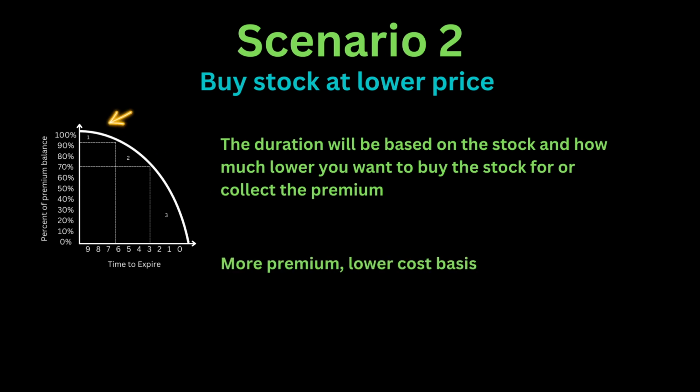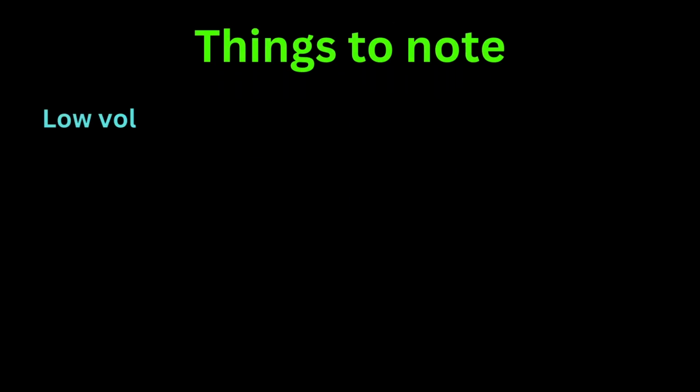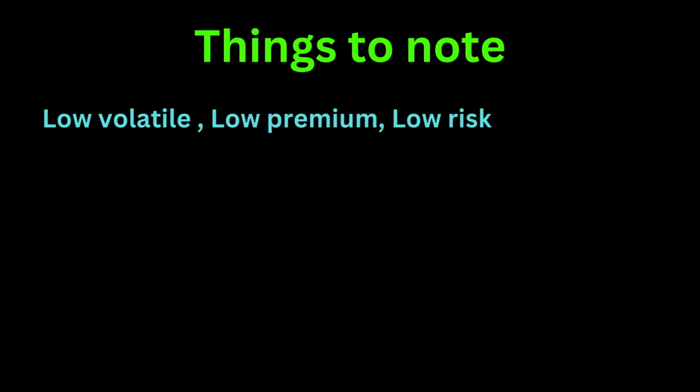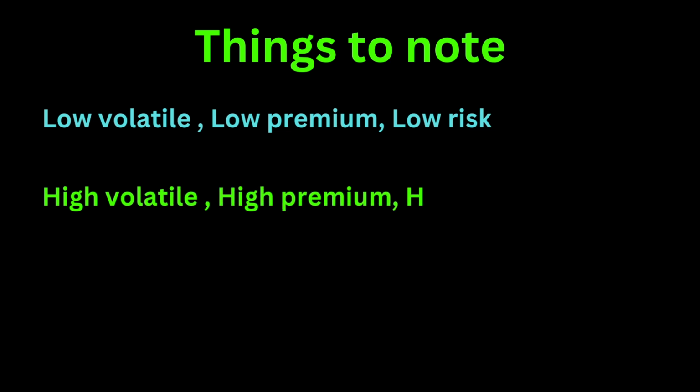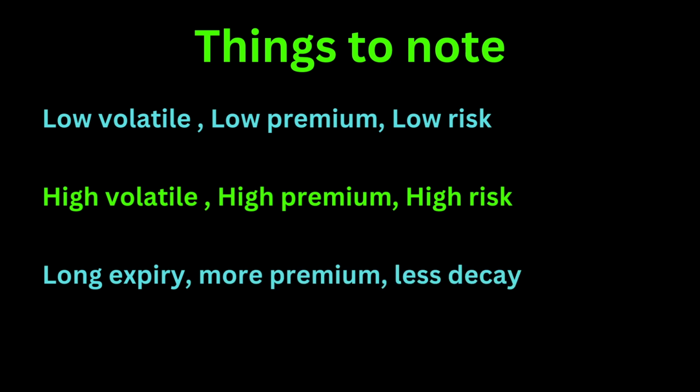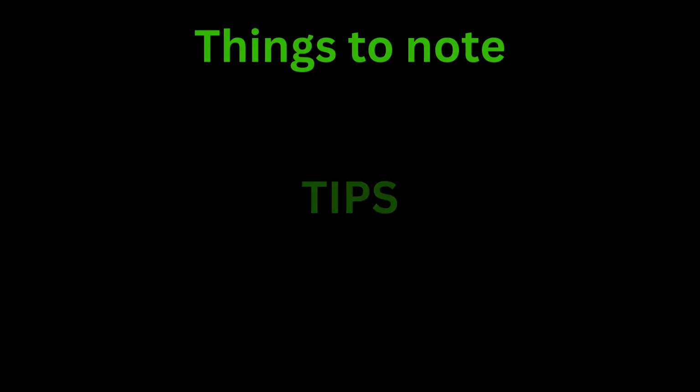Hope you now got the idea of selling puts for the scenarios walked through in the video. A few things to note and recollect here. A low volatile stock means low premium and at the same time low risk. A high volatile stock will give you high premium, but at the same time high risk if you really do not want to own that stock for the long term. Use a long expiry if you think you are okay to collect more premium and are willing to own the stock at the strike price.